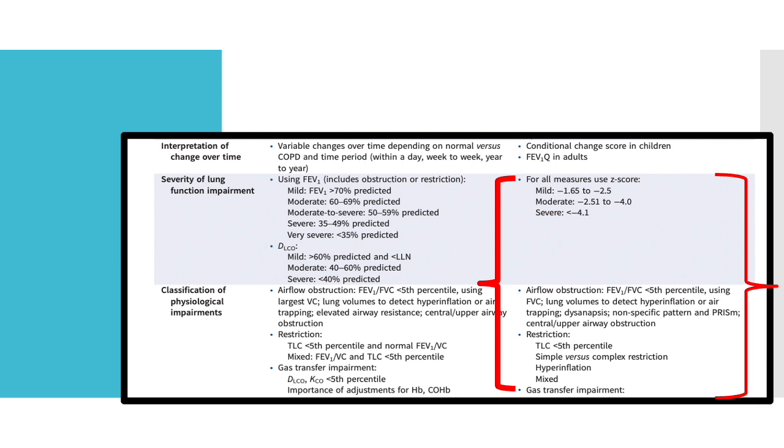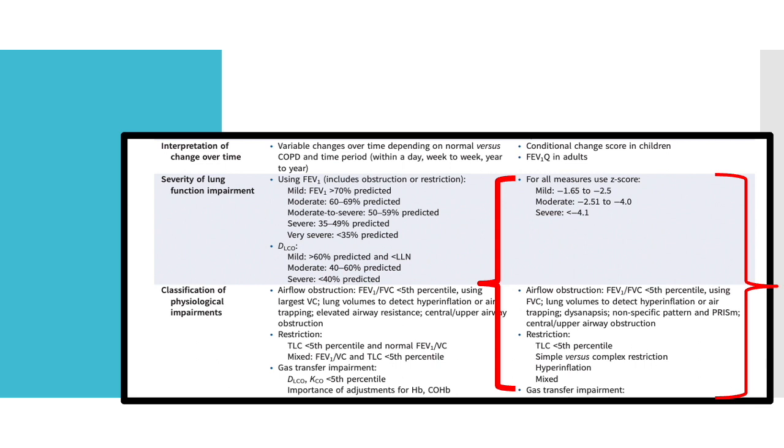What has changed now is that for all measures, whether it's TLC, FEV1 or FVC, we will prefer to use Z scores, and they are graded as mild 1.65 to 2.5, moderate 2.5 to 4 and severe 4.1 and beyond. So this is the new grading criteria using the percentiles, using the standard deviations.